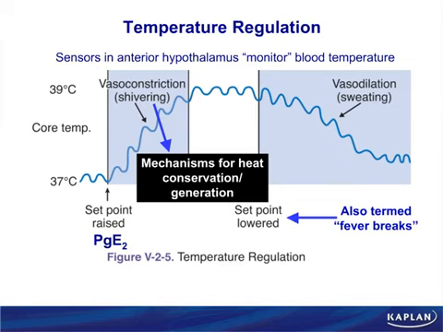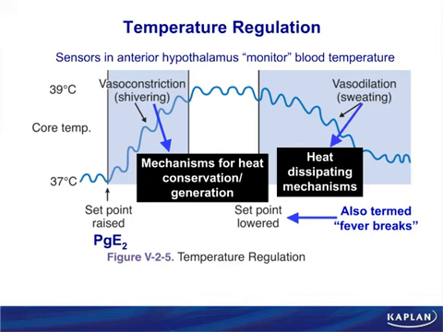Now, when the fever breaks, that means the set point is returned back to the normal level. So it's gone from 39 down to 37. So what are we going to do? Engage mechanisms to drive body temperature down. It's like turning off your heater or turning on your AC. Well, for the body, what do we do? We vasodilate the skin. So an increase in skin blood flow is for dissipating heat. And we can also sweat. And the evaporation of sweat is a cooling mechanism.